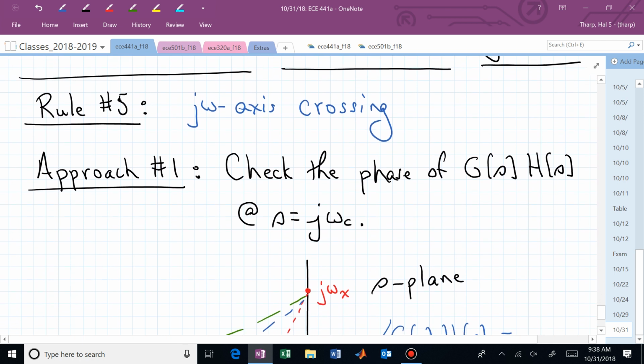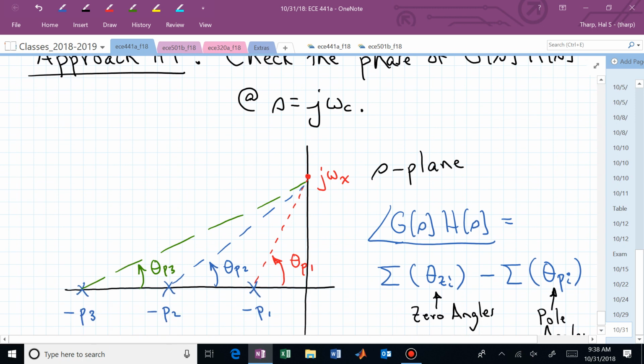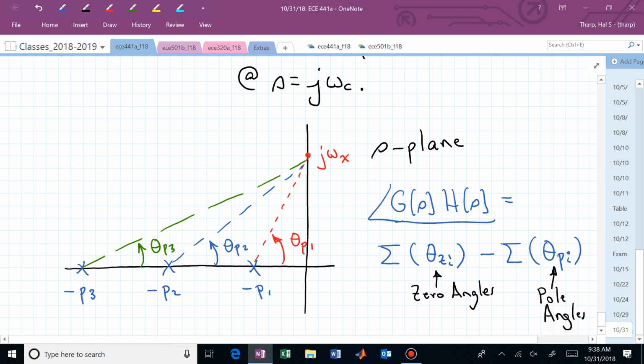So let's look at the rule number 5. J omega axis crossing. Let's check the phase of g of s, h of s at j omega c. And here's the picture that I would create. I was getting very creative, so I started changing my pen color. So I'm color coordinating these angles. We have 3 poles. Are we even asking the right question? Do we expect an imaginary axis crossing for 3 poles? 3 stable poles? Does it even make sense to be thinking about an imaginary axis crossing?